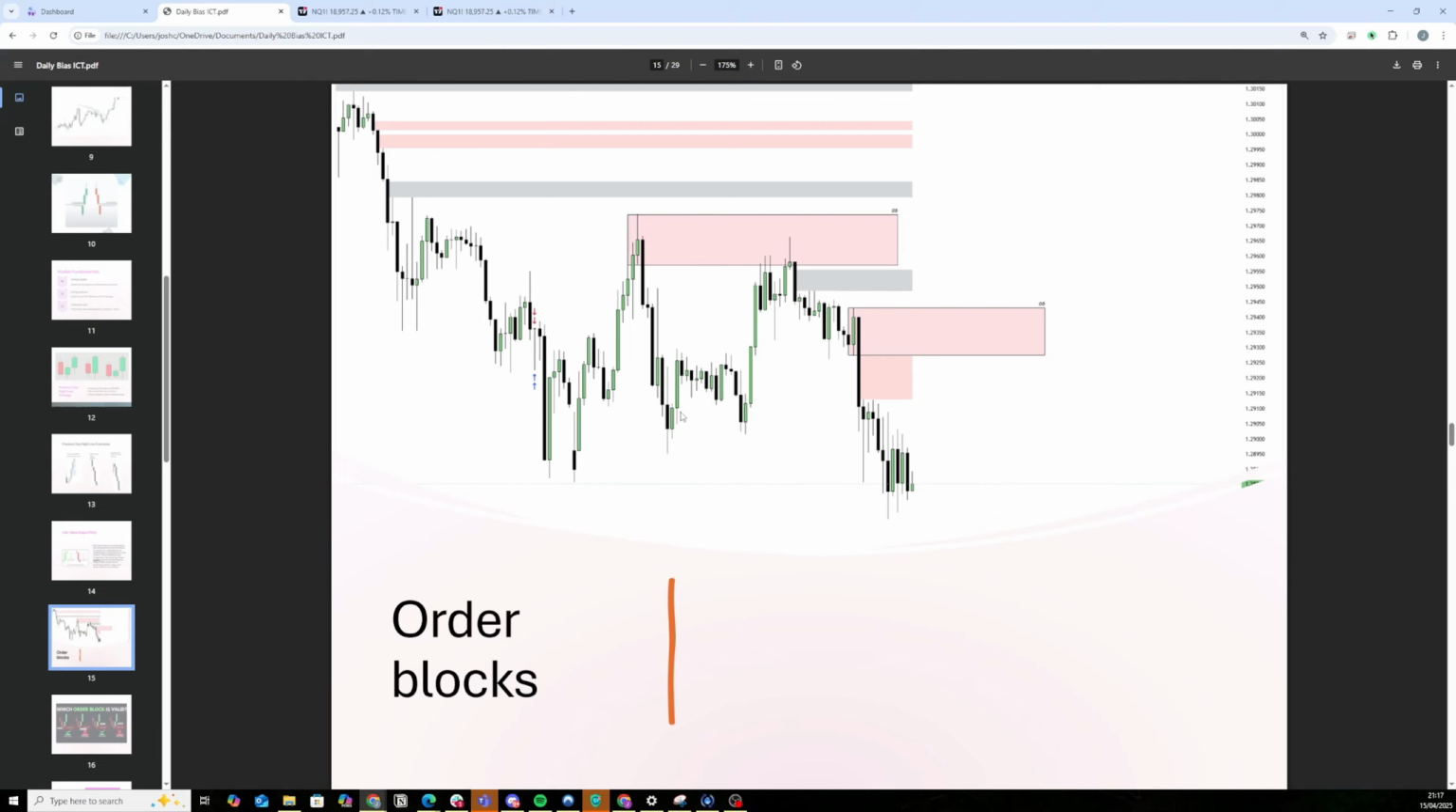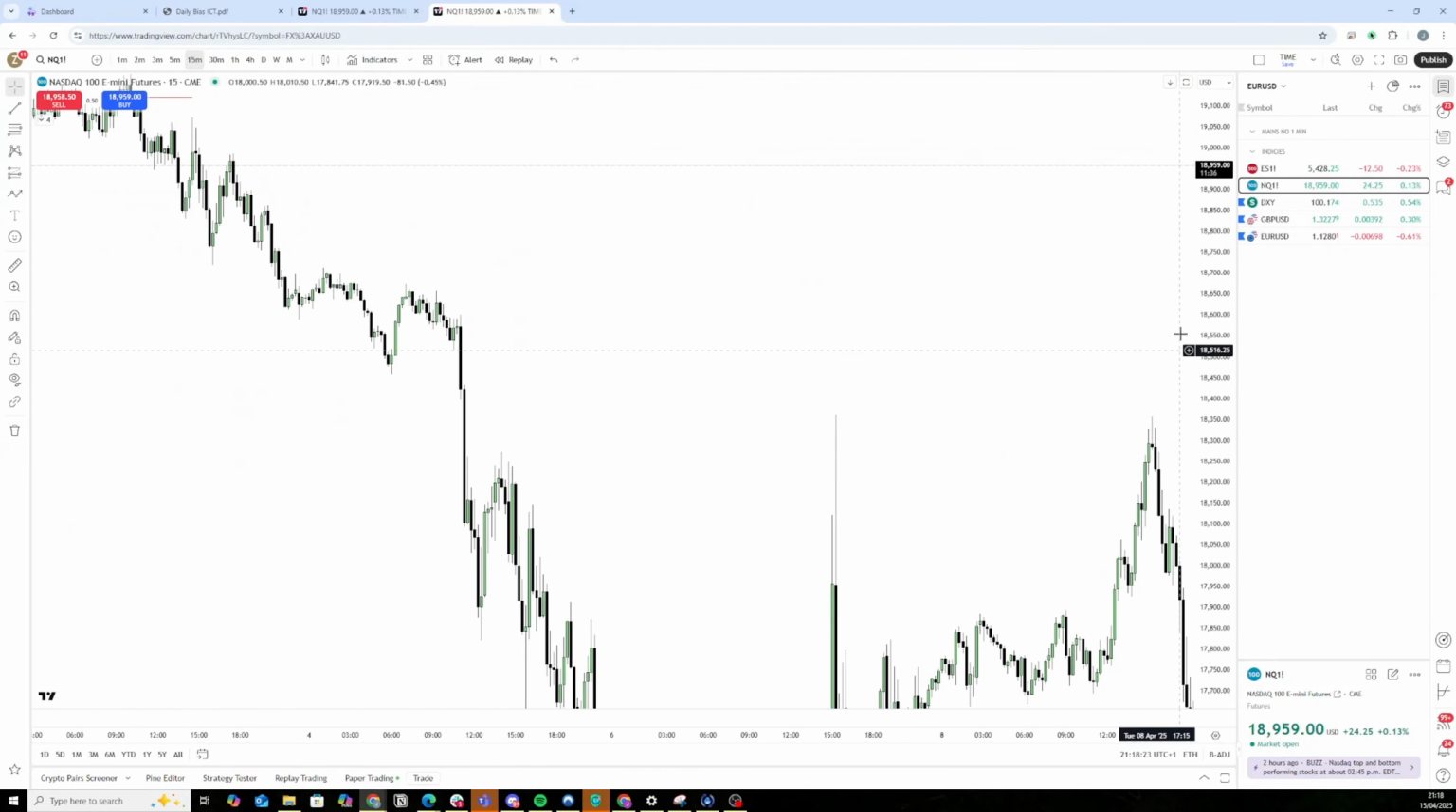Order blocks. Is everyone aware what an order block is? Order blocks are also referred to as supply or demand. They're essentially the bearish candle before a bullish move up, or the bullish candle before a bearish move down. If I look at this here, you can see the areas marked in red are our order blocks. This here is an order block. It's the bullish candle before a large bearish move down, and you can see here the bullish candle before a large bearish move down.